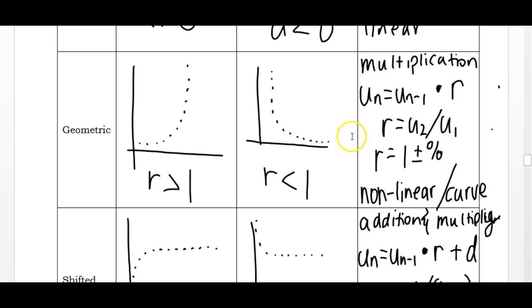So none of this should be new. We talked about this on lesson 1.2. We're just summarizing it in one place. And a geometric increasing sequence would happen when the ratio is bigger than 1. A geometric decreasing situation would happen when the ratio is less than 1. Those should always be curved, and our word for that is nonlinear.